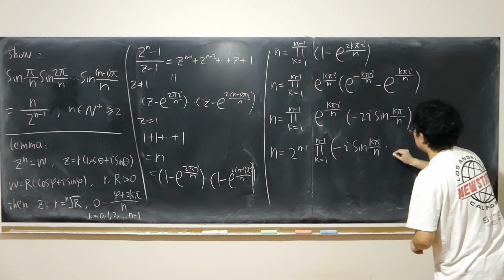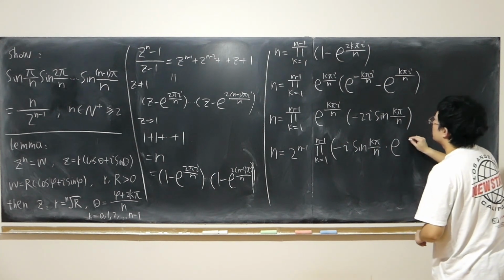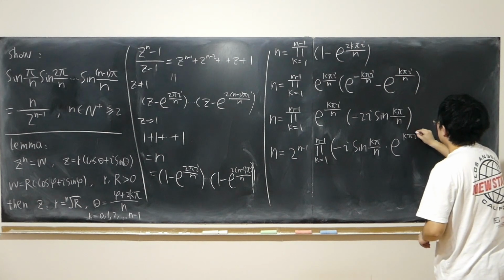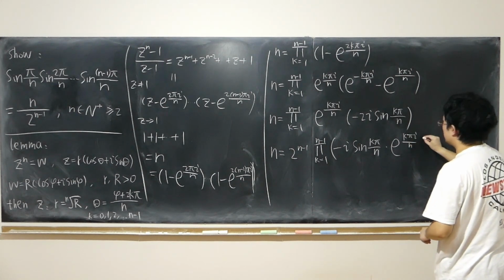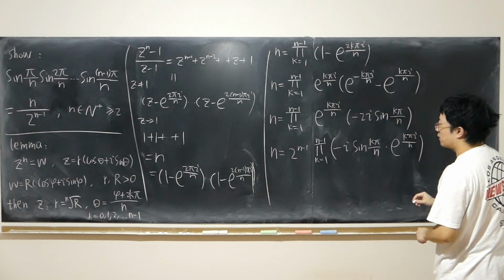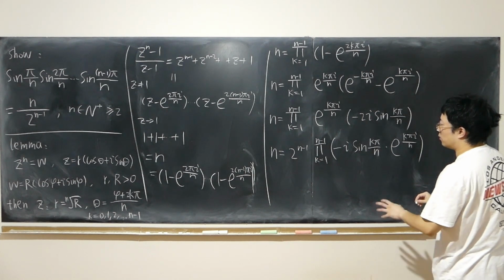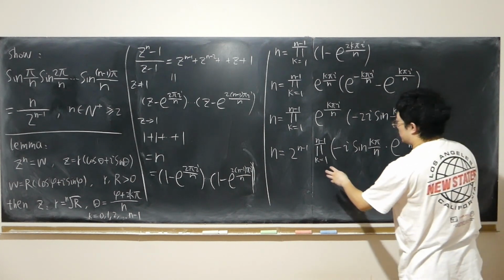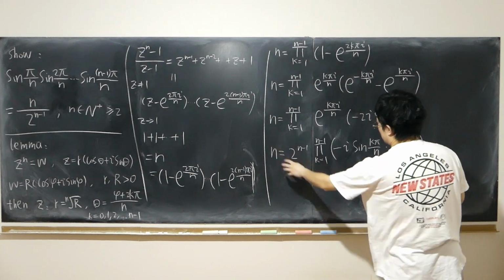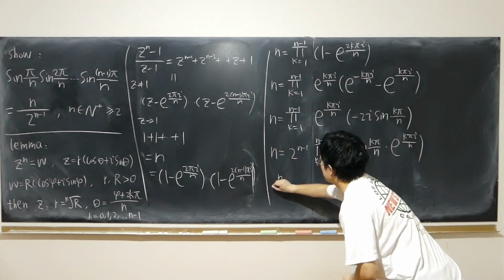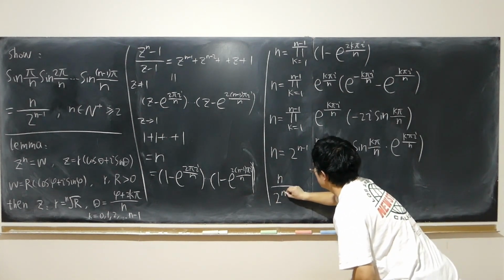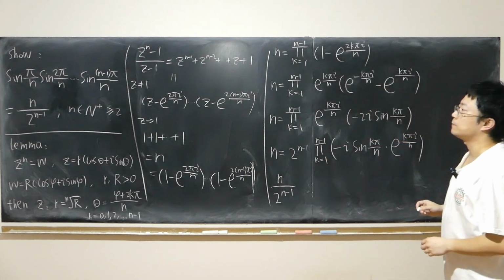Times e to the k pi i over n. Right. So now what do I do? Now I just, remember, I'm almost there. Right? We divide this over to there, n over 2 to the n minus 1.